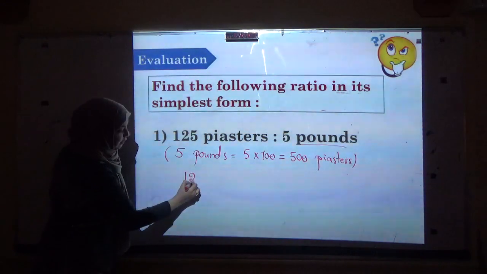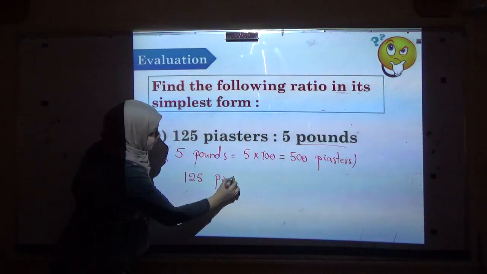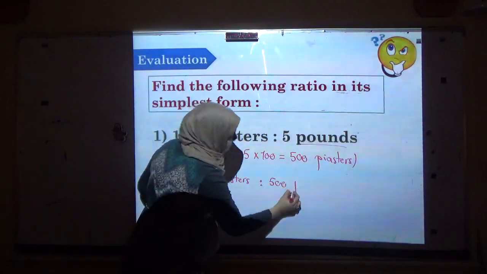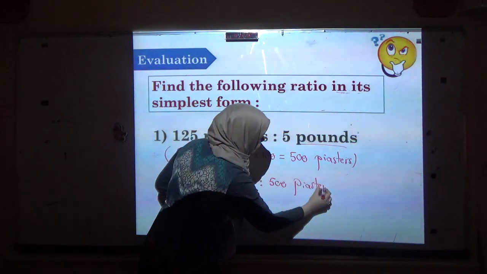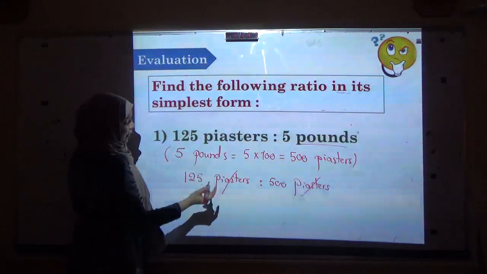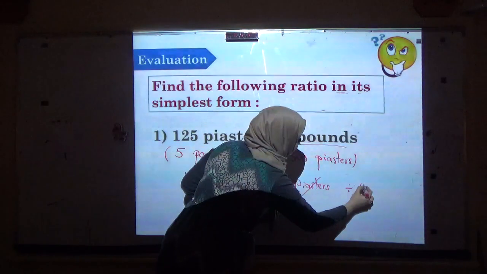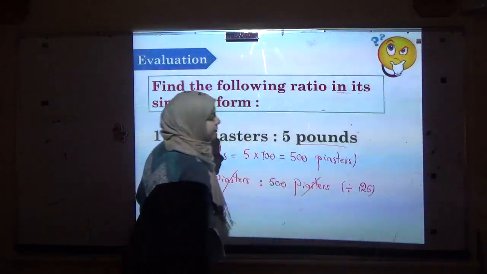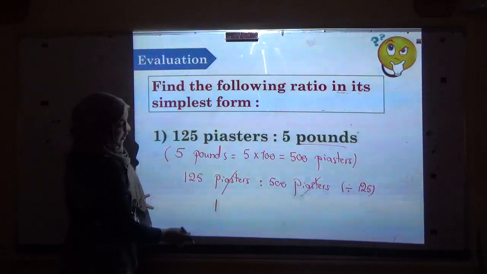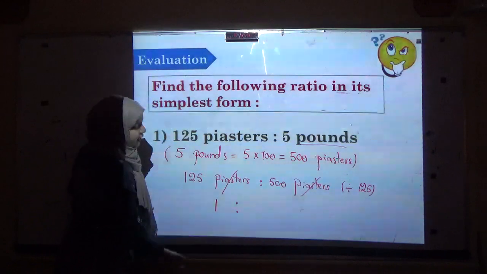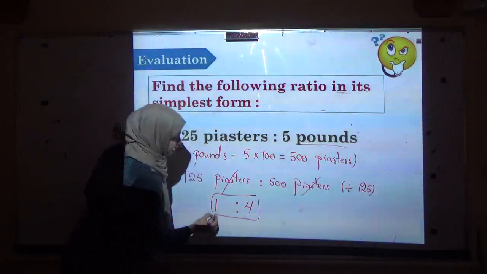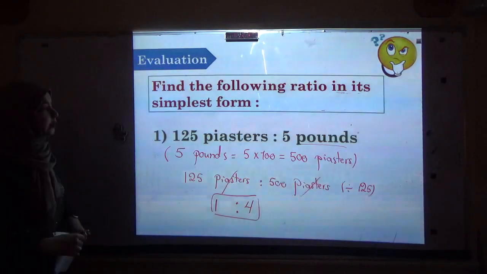Now 125 piastres to 500 piastres. Cancel this unit and divide the two terms by 125, because 125 is the highest common factor. 125 divided by 125 equals 1, and 500 divided by 125 equals 4. So this ratio in the simplest form is 1 to 4.